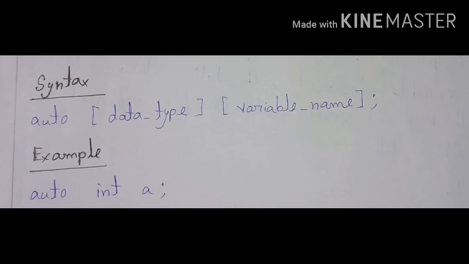So the syntax of auto storage class is auto, then we have to declare the data type, then we have to declare the variable name, then a semicolon. Here is a small example: auto int a. Here a is the variable name, int is the type of variable, which means we can store only integer values, and the storage class type is auto storage class, and at last we have to put a semicolon.